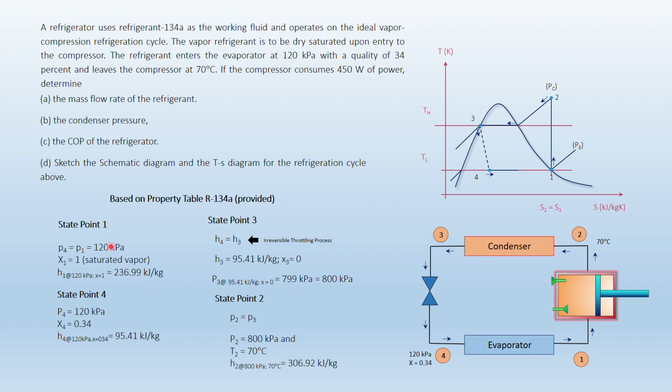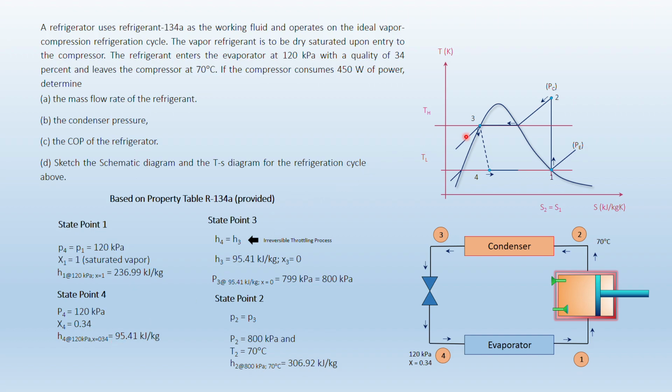You can either start with point 1 or point 4, it's up to you in this case. For point 4, they have given us the pressure, which is the same pressure as point 1, and they have given us the dryness fraction of 0.34. So from this, we can find H4 by using the formula HF4 plus X times HFG4, at pressure 120 kPa with dryness fraction 0.34. You would be able to calculate H4. Remember to use the formula.